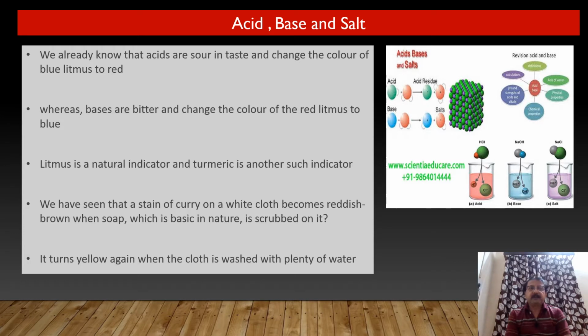We have seen that a stain of curry on a white cloth becomes reddish brown when soap, which is basic in nature, is scrubbed on it. It turns yellow again when the cloth is washed with plenty of water. So, with this example, we can understand what is acid and what is base.